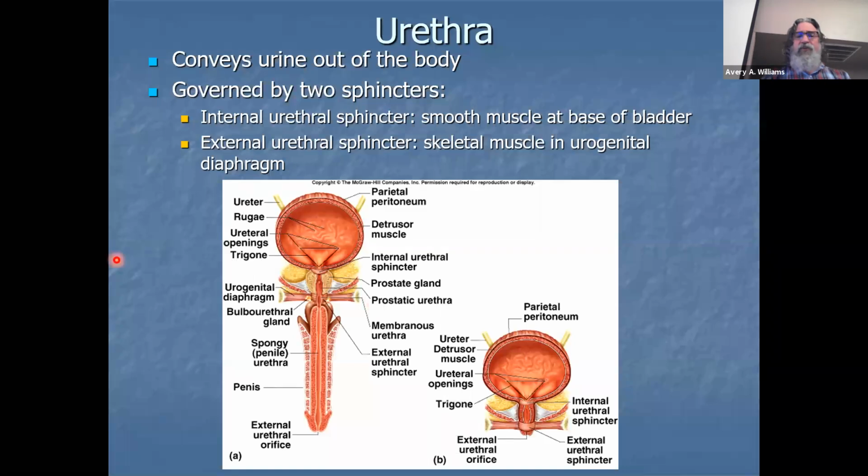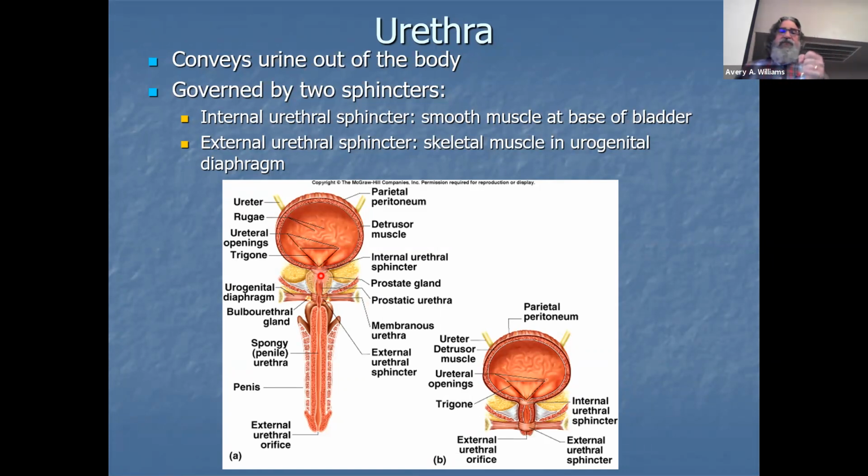Why do you have 2? Well, the internal urethral sphincter, which is smooth muscle, is normally contracted all the time. It's contracted. You don't have any control of it. It stays contracted until the bladder gets full. When the bladder gets full, it relaxes. And when it relaxes, gravity is going to take over and it's going to start to drain.